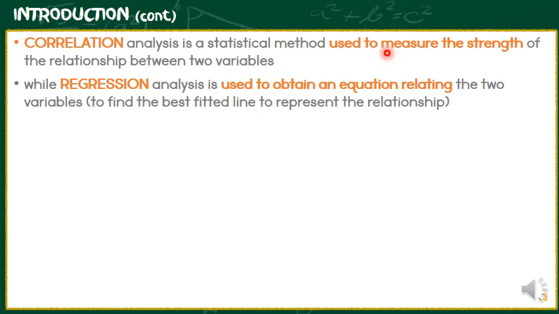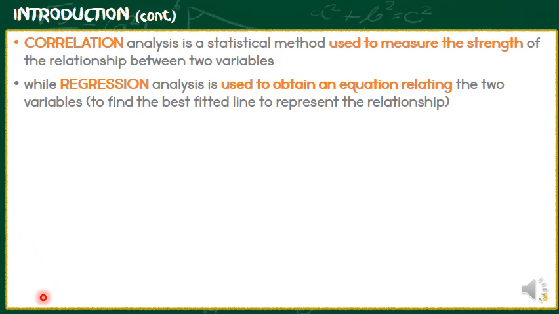You kata level of nicotine dengan number of cigarette smoke ada relationship. Relationship dia positif ke negatif? Relationship tu a very strong relationship ke a very weak relationship? Itu correlation analysis. But once you dah conclude yang dia ada relationship, then kita boleh proceed dengan regression analysis. Regression analysis tu apa? Regression analysis is used to obtain an equation relating the two variable.